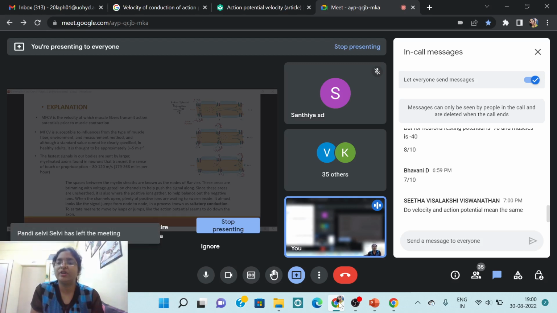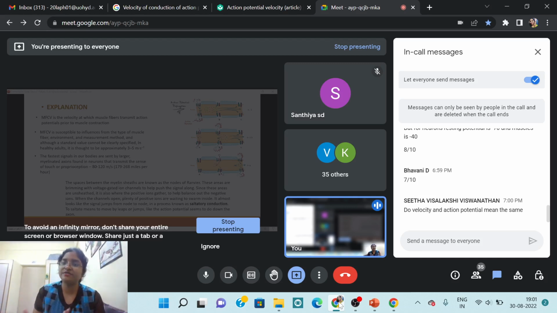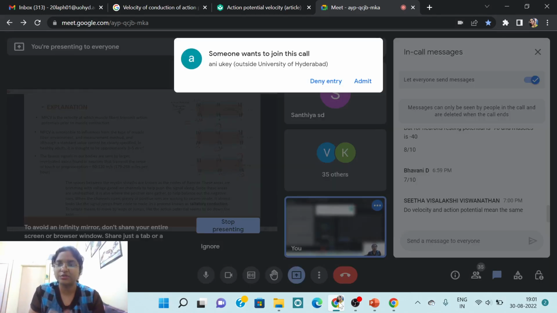Do velocity and action potential mean the same? Definitely not. Action potential is the movement of ions across the cell, right? Sodium and potassium ions that we are discussing here. But velocity is the speed of the process. This action potential is divided into four parts, right? We discussed resting membrane potential. It is at a resting phase, then it gets depolarized, then it gets repolarized, then it gets hyperpolarized. At what speed these steps are occurring differs in different cells. In muscle cells, the speed is different. In neuronal cells, it is different. And in myelinated axons, it is happening at a very fast speed.